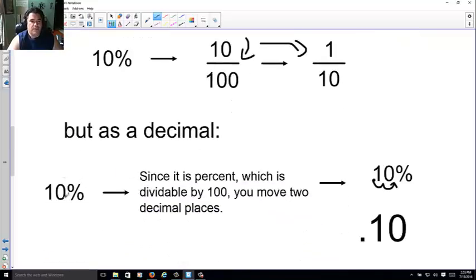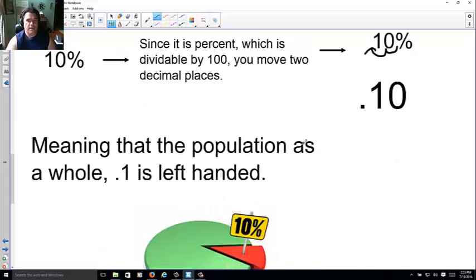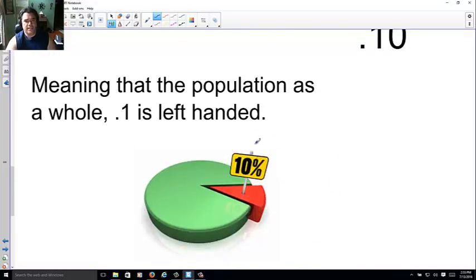But as a decimal, 10%, since it's a percent which is divisible by 100, you can simply move it 2 spaces over. I will be going over this again later in the program, not today but later on, so don't worry if you have a little trouble. So you can either put it as 10 over 100 or just move the decimal over 2 spaces this way, 1, 2. And that makes 0.10. So either way. Meaning that of the whole population, 0.1 is left-handed.